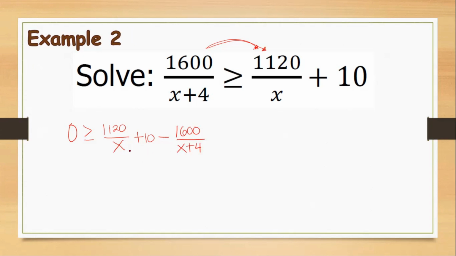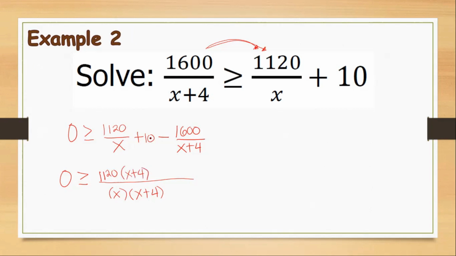Then we are going to find the LCD of this. What will be the LCD? That's x times x plus 4. So that is 0 greater than or equal to x times x plus 4. Now, first thing is we have to focus on this one. Divide x times x plus 4 by your x and multiply with the numerator. So if we divide this with x, the answer will be 1120. The 2 x's will be cancelled and we'll have x plus 4.